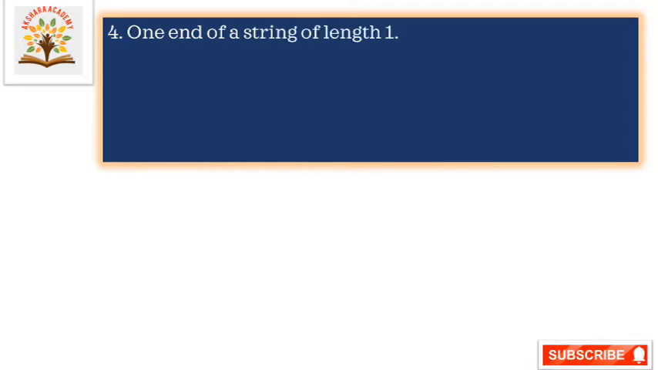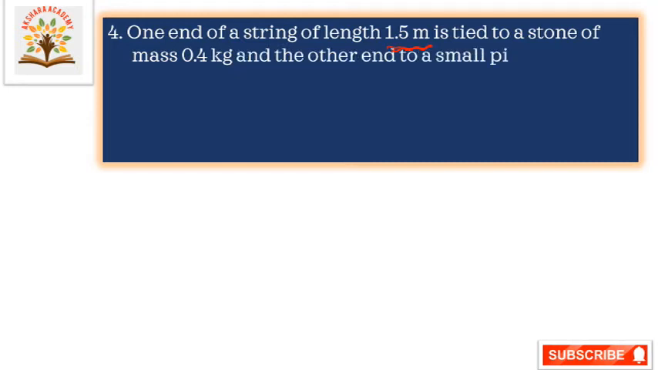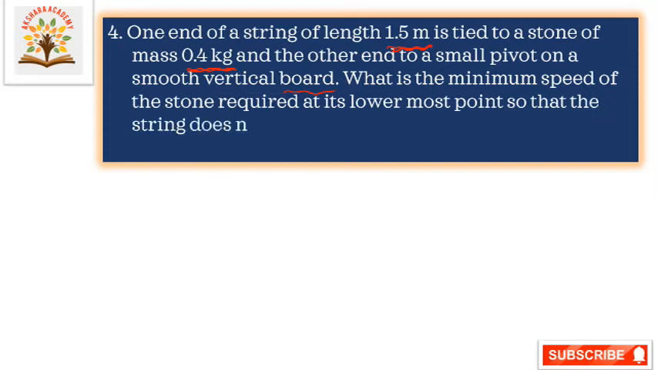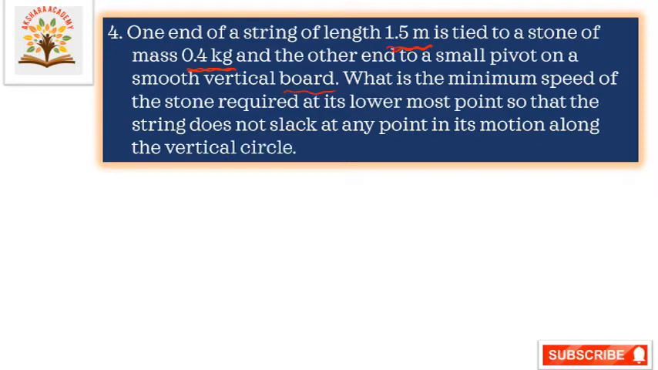One end of a string of length 1.5 meters is tied to a stone of mass 0.4 kilogram and the other end to a small pivot on a smooth vertical board. What is the minimum speed of the stone required at its lowermost point so that the string does not slack at any point in its motion along the vertical circle? Here we have to calculate the minimum speed of the stone required at its lowermost point. Now let us go to the solution.